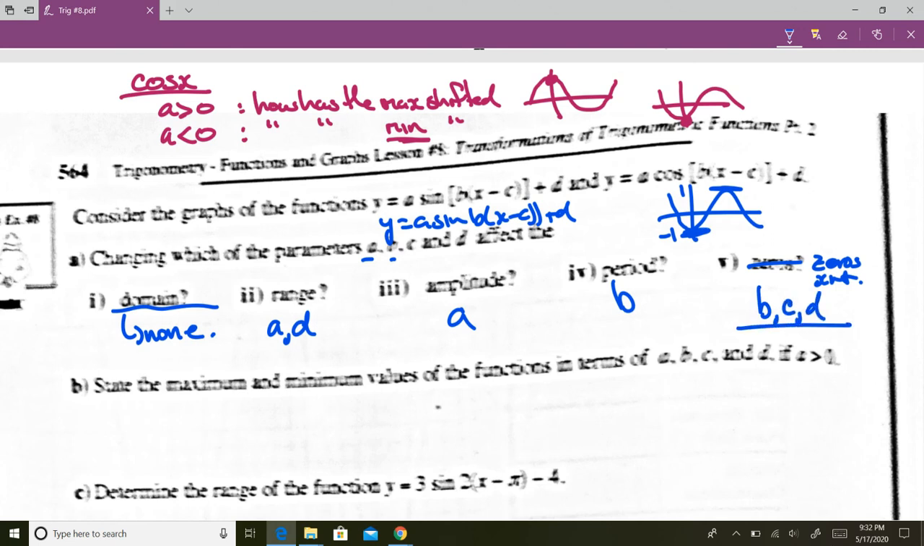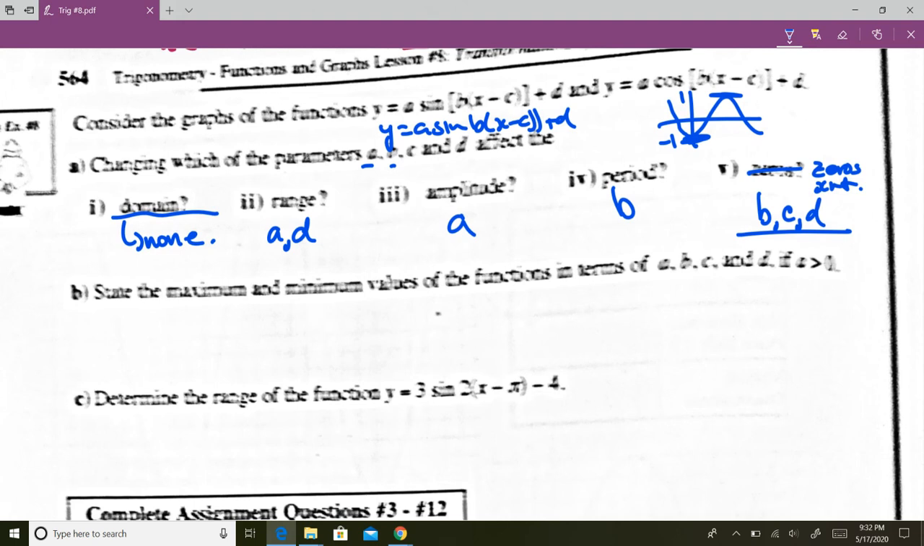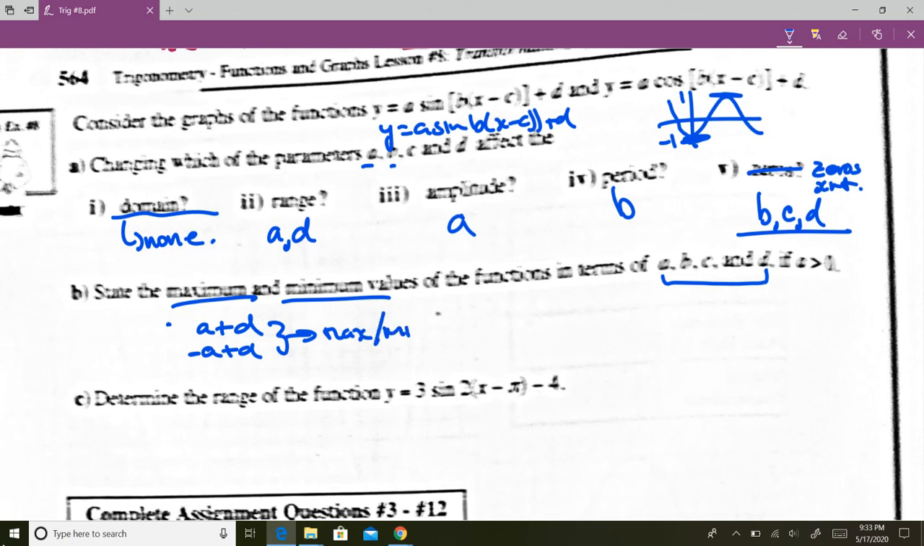Change those. The only thing you need to remember from this bit is if you're trying to find the min of a function, right? The two letters here that affect it are a and d, and they're going to be a plus d and negative a plus d. One of these will be the max. This is how you find the max and the min of a function.